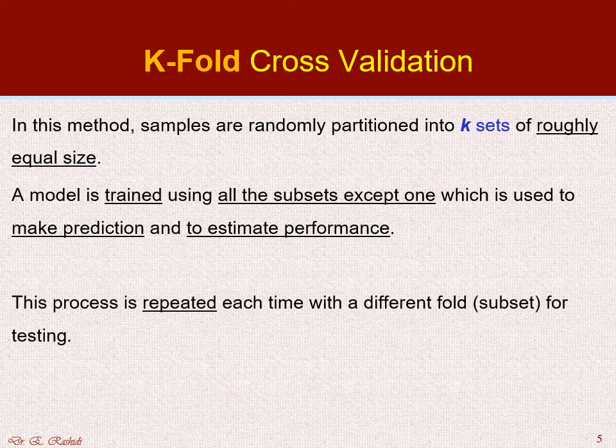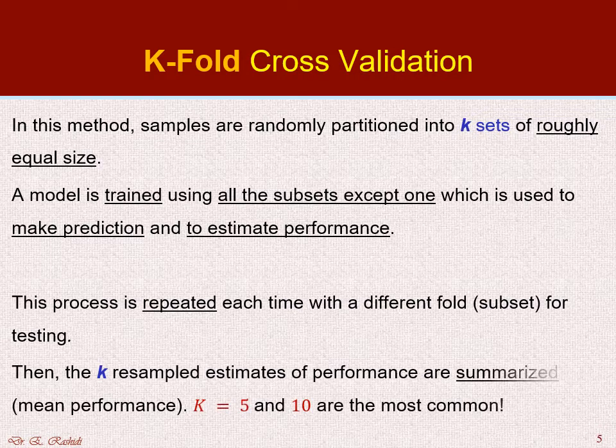This process is repeated each time with a different fold or subset for testing. Then the k resampled estimates of performance are summarized. This means that we're going to find the mean or the average performance of the algorithm over the k samples. For example, k equal to 5 and k equal to 10 are the most commonly used in the literature and in practice.